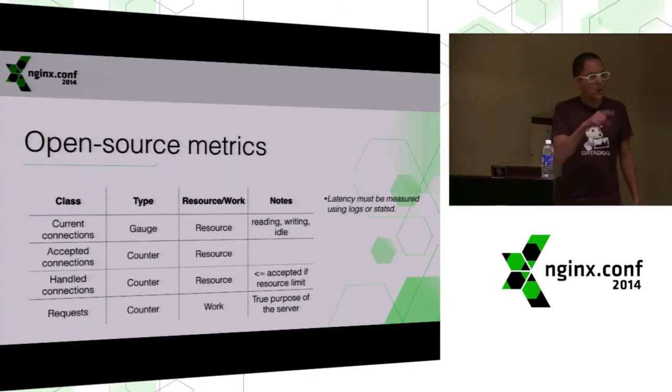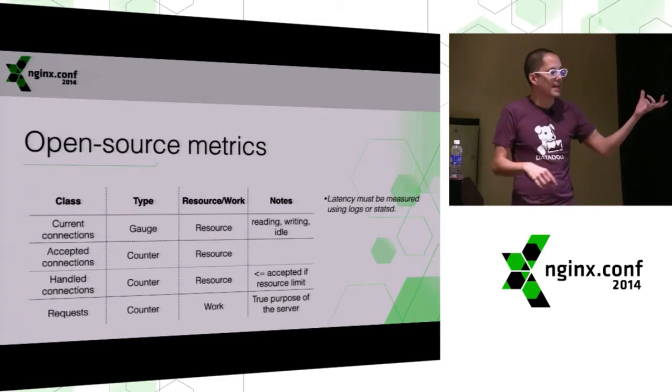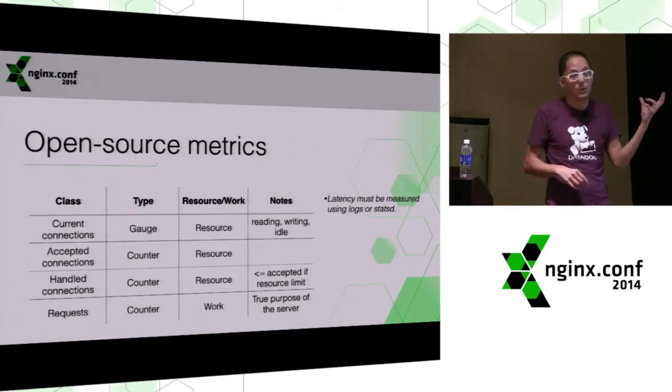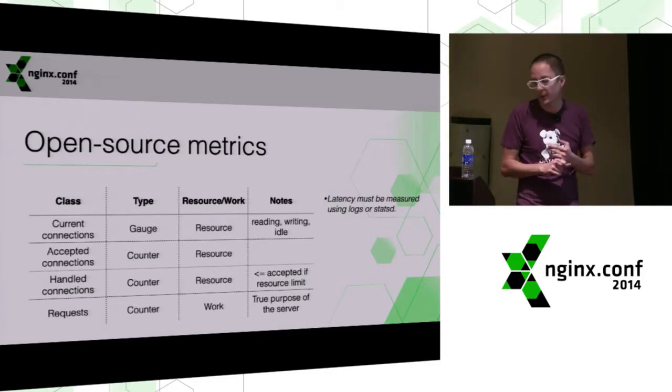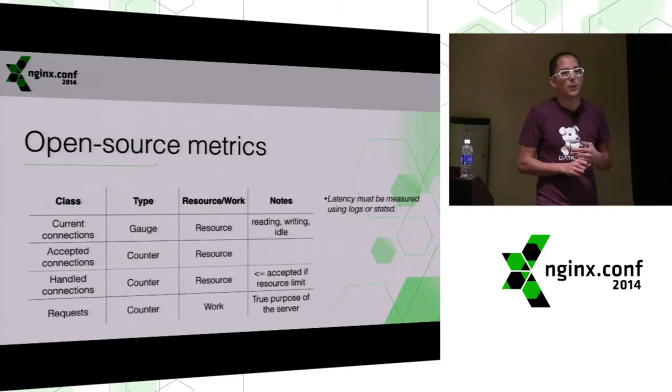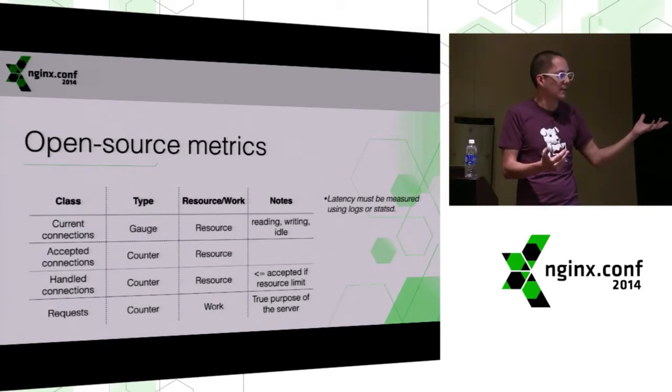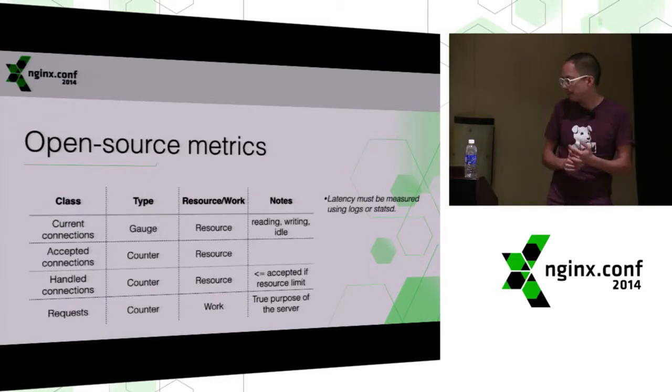One thing to note is latency. You can't get latency through this module, in open source. For that, you have to use logs or statsd, and I'll talk about statsd later. But essentially, if you want to know the distribution of your request response time, you can't get that through it. It is not available.